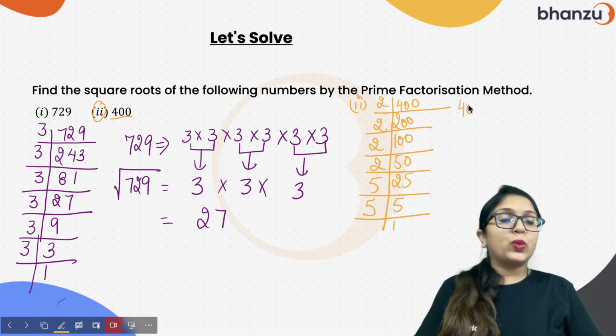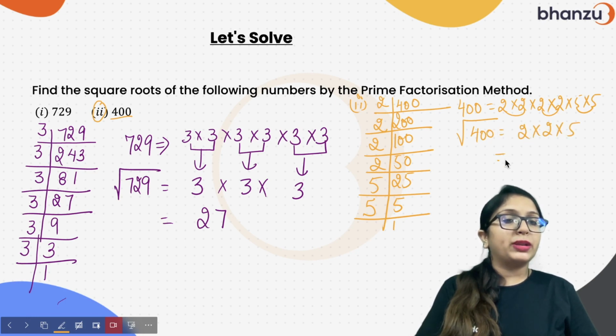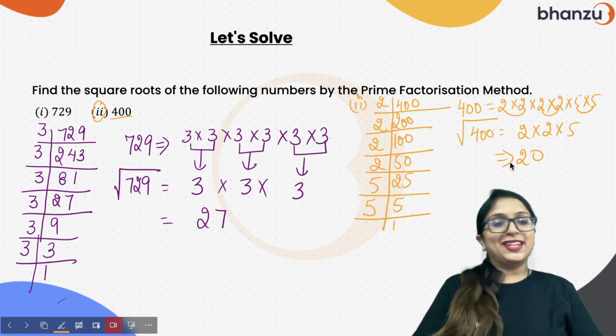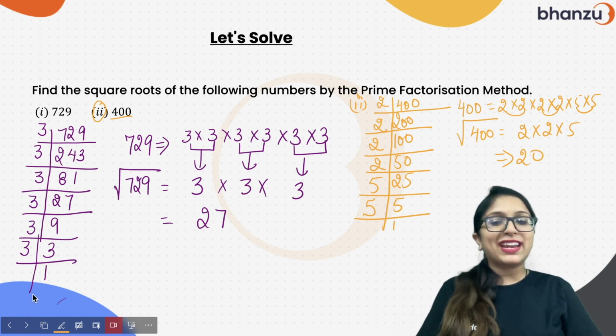Now we can write quickly the prime factors that we have gotten, that is 2 times 2 times 2 times 2 times 5 times 5. Let's quickly make the pairs, and if we make the pairs we can quickly find the square root now. 2 times 2 times 5 is going to be nothing but 20. Is that clear? How can we use the prime factorization method?